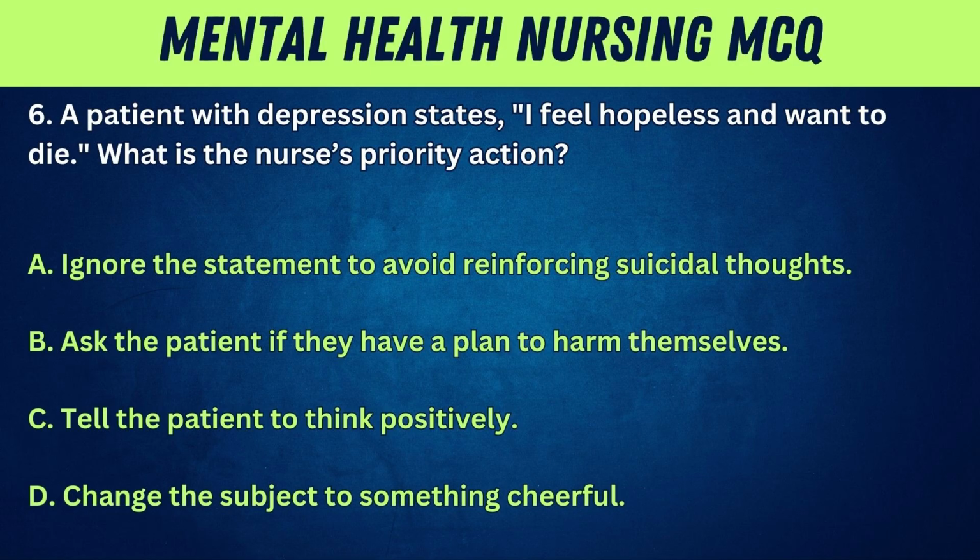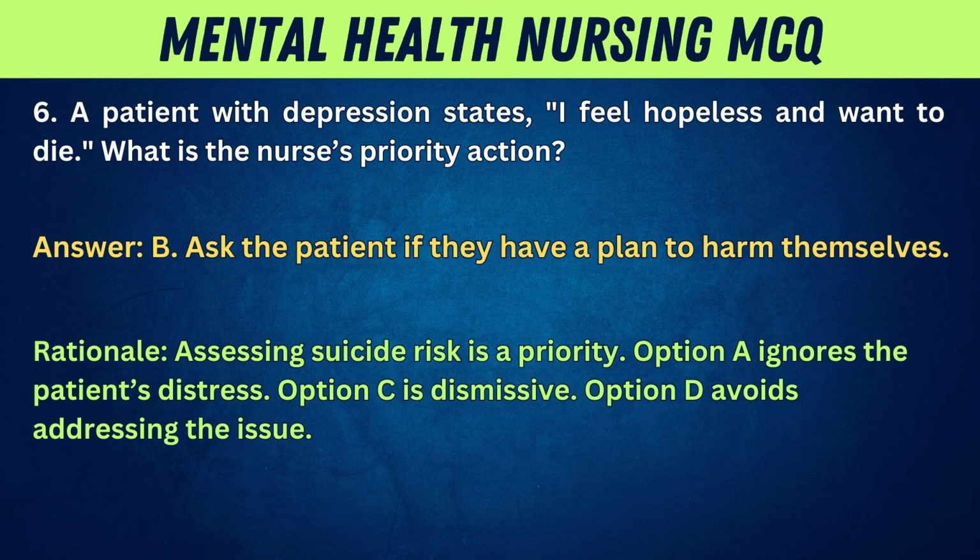6. A patient with depression states, "I feel hopeless and want to die." What is the nurse's priority action? A. Ignore the statement to avoid reinforcing suicidal thoughts. B. Ask the patient if they have a plan to harm themselves. C. Tell the patient to think positively. D. Change the subject to something cheerful. Answer: B. Ask the patient if they have a plan to harm themselves.